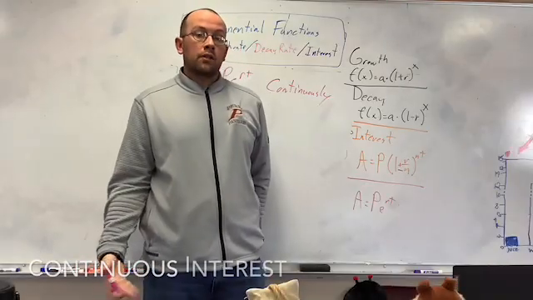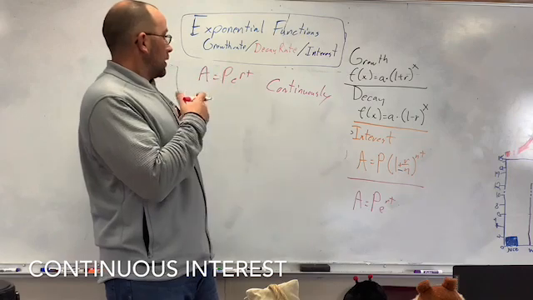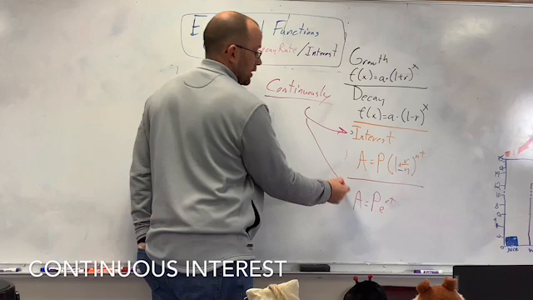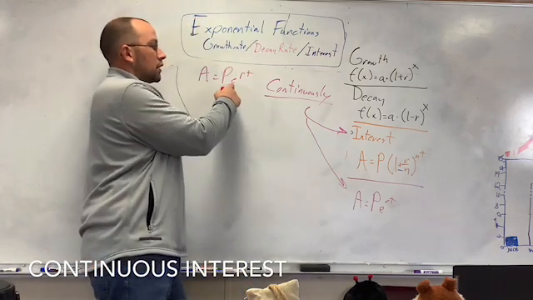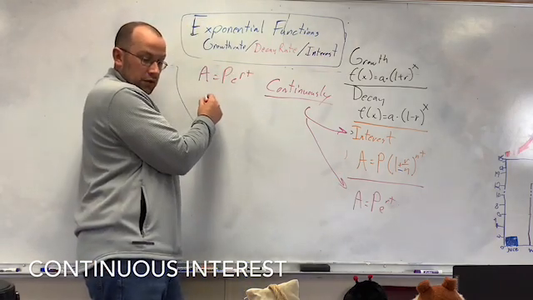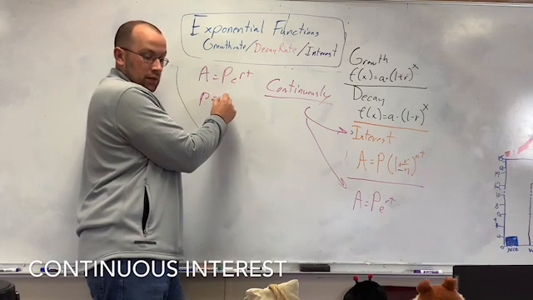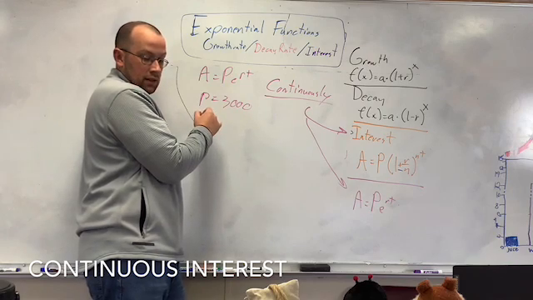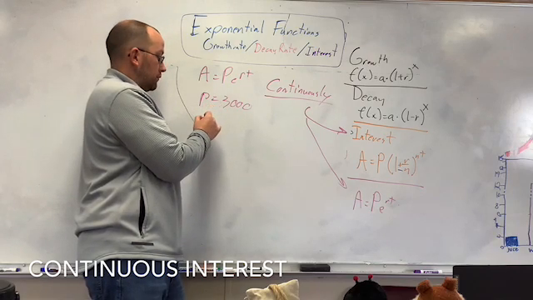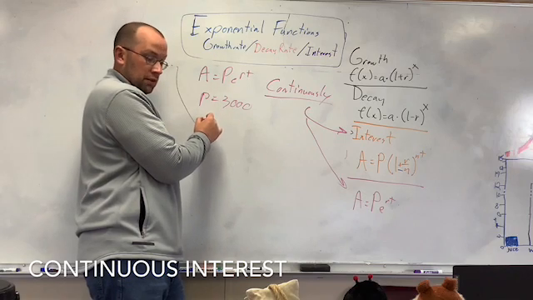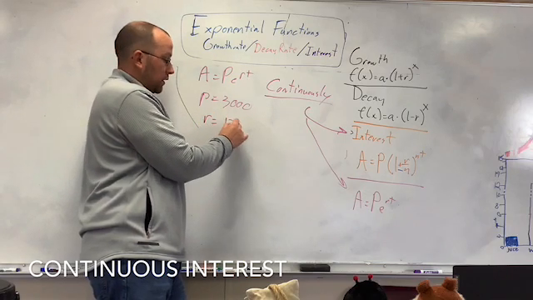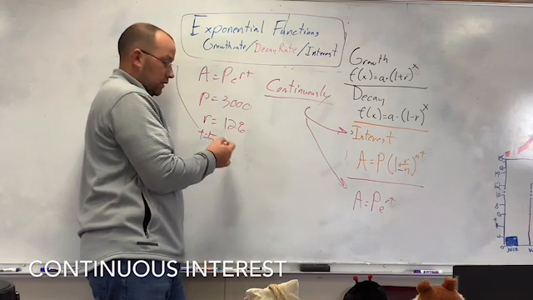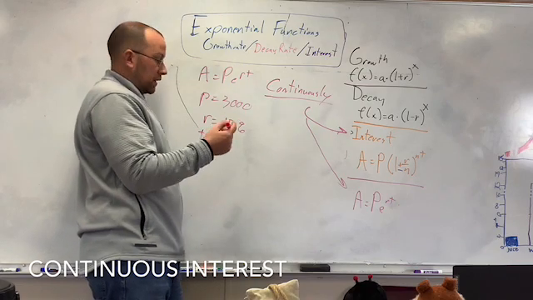All right, this is the last one. I have to hurry up because I'm zooming in here in a second. This is whenever you see the word continuously when it deals with interest. Whenever you use continuously, you're going to use the PERT formula. So if I tell you your principal is $3,000 and it's compounded continuously at a rate of 12% for 5 years, what are you going to end up with?